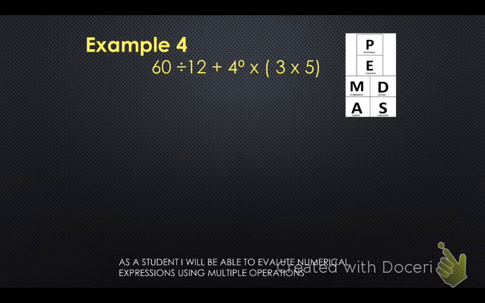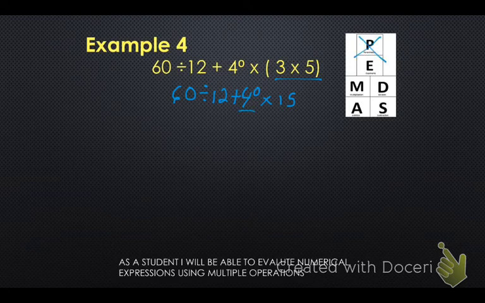Example number 4. We have 60 divided by 12 plus 4 to the 0th power times 3 times 5 in parentheses. Whoa, this one has a lot going on. So the first thing that we're going to go ahead and do is we're going to do our parentheses, 3 times 5. There's only one operation there, so that gives us 15. We're going to bring everything else down. 60 divided by 12 plus 4 to the 0th power times 15.